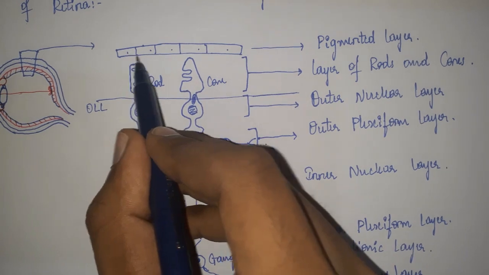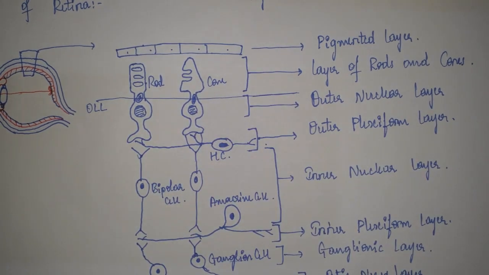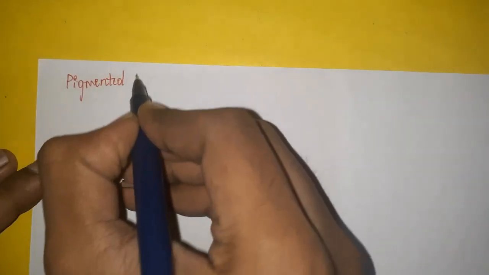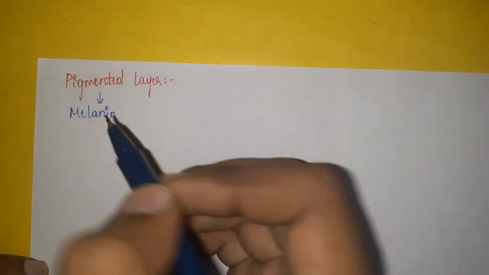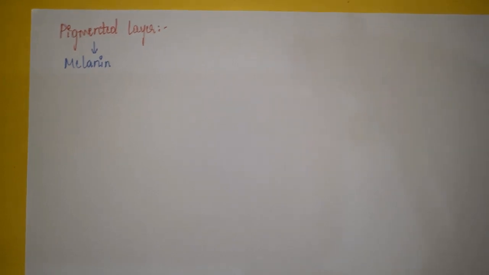You know, this is the pigmented layer of the retina. It plays a very crucial role in order to increase or maintain the visual acuity. See here, the pigmented layer role. The pigmented layer consists of melanin pigment. The specialty of this melanin is that it absorbs light.